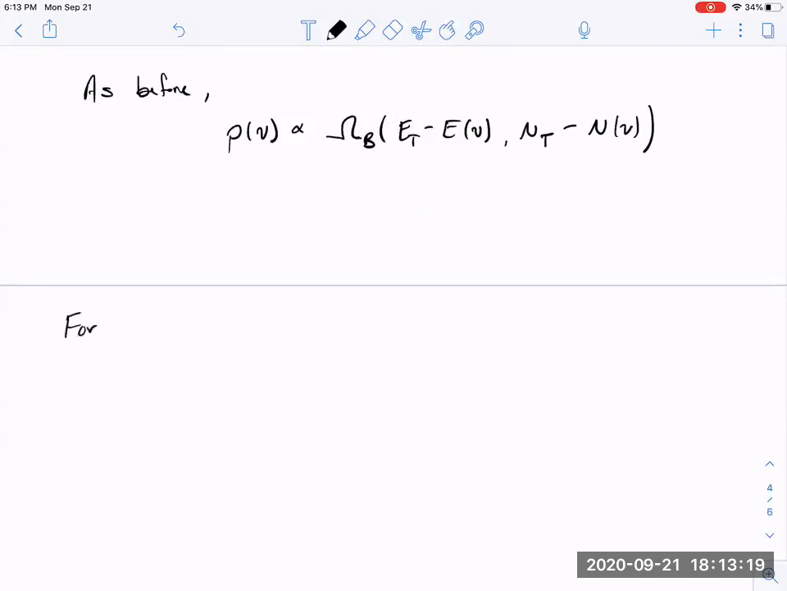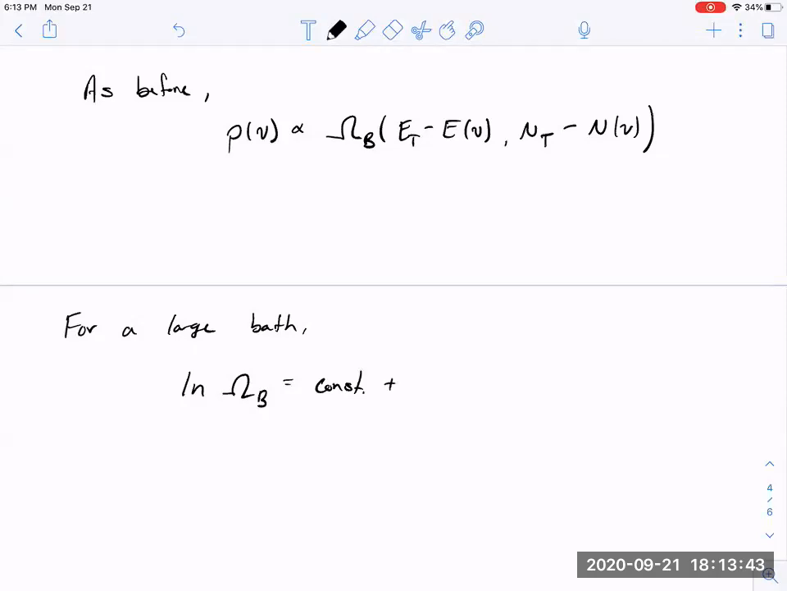So for a large bath, as you've convinced yourself in your homework, it behooves us to expand log of omega b instead of omega b directly. If we expand log of omega b, we'll have a rapidly converging series, the 0th term of which is just a constant independent of the state of the system.